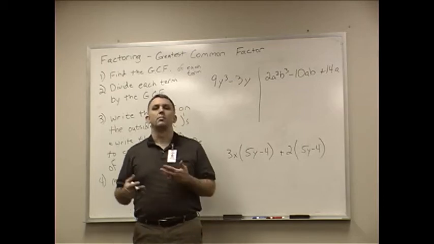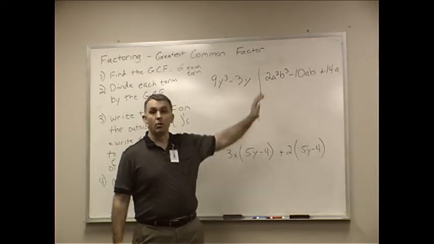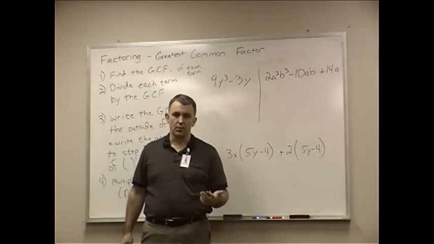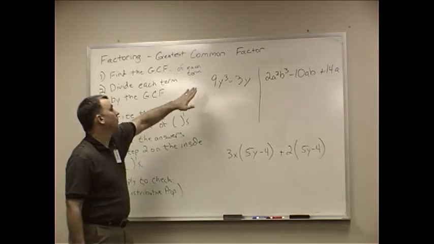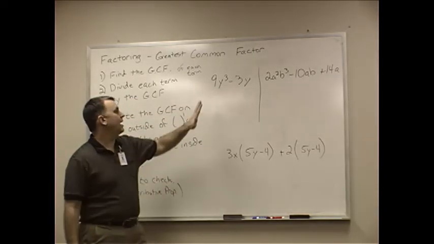This is part 2 to the previous video on finding greatest common factor. I've just got 3 more example problems, so I'm going to run through those. For the next example, it's 9y to the third minus 3y.